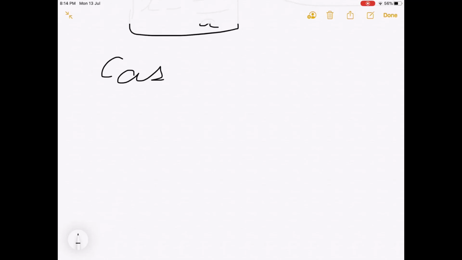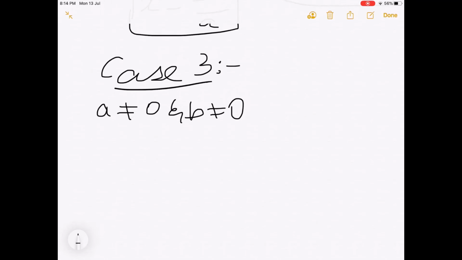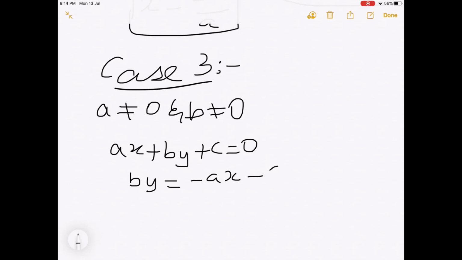Okay? So now case 3, the condition is a is not equal to 0 and b is not equal to 0. So the equation will be ax plus by plus c is equal to 0. So now let's start solving it. It will be by is equal to minus ax minus c. So then y is equal to minus a by bx minus c by b.